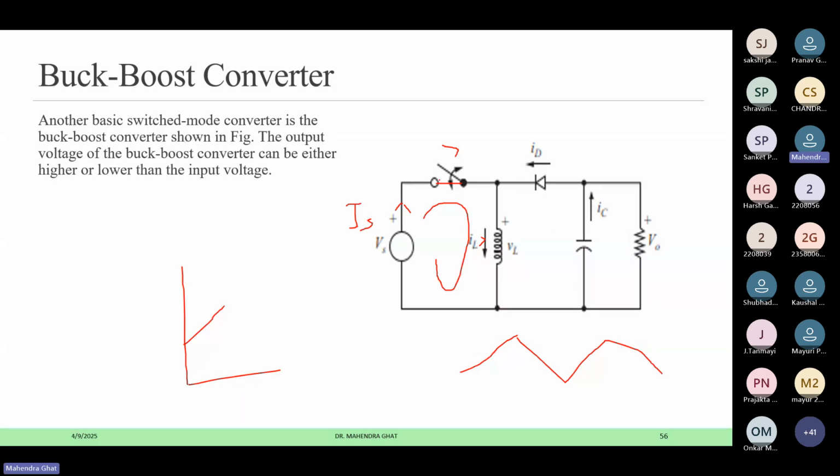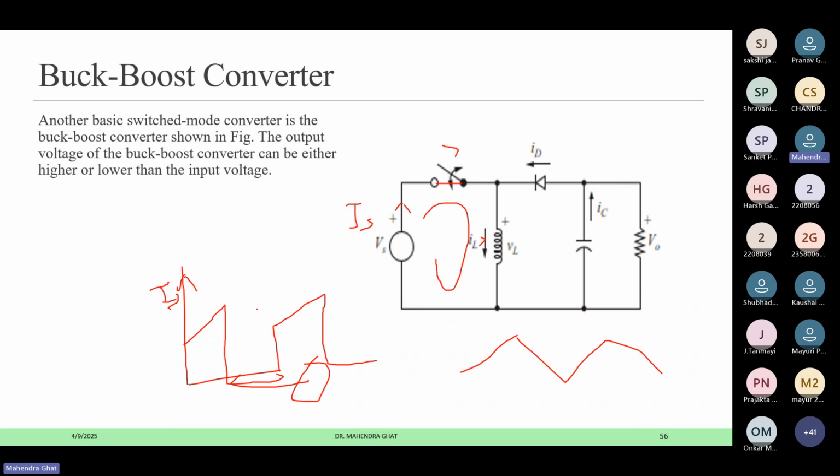Now when the switch is open, there is no current flowing from the source. So if we draw the IS, this is becoming 0 when the switch is open. Sorry, this is the 0. Again, when the switch is closed, you will get this current. When the switch is off again, you will get 0 current. So this is the IS.